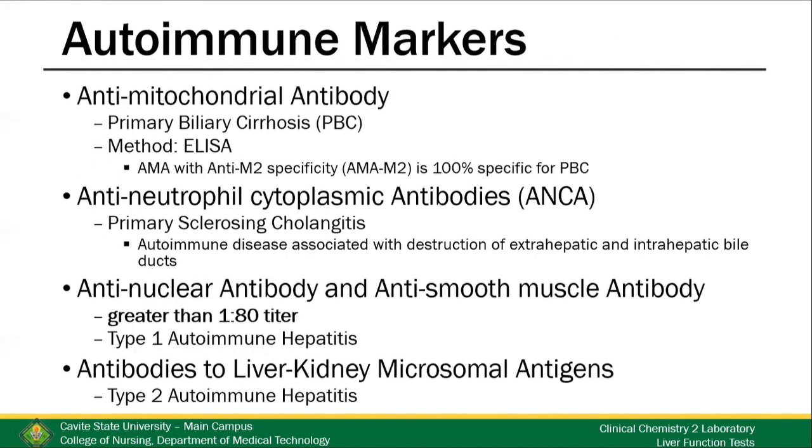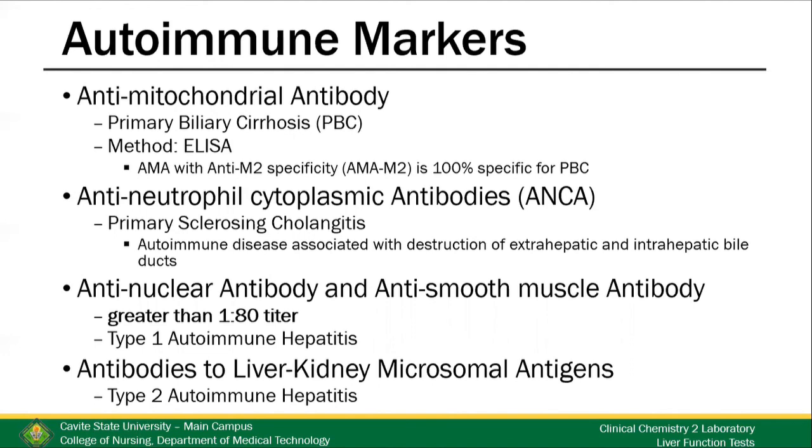Okay, tapos na po tayo sa assessment of liver function and other. Now we are in our autoimmune markers in liver function test. So for the anti-mitochondrial antibody, it is used to detect the primary biliary cirrhosis. The method used is ELISA. So the AMA with anti-M2 specificity is 100% specific for PBC, or the primary biliary cirrhosis.